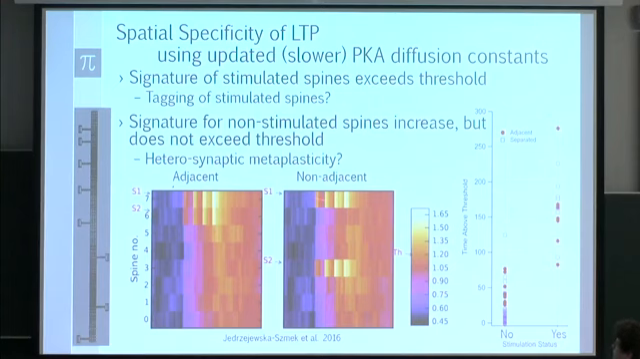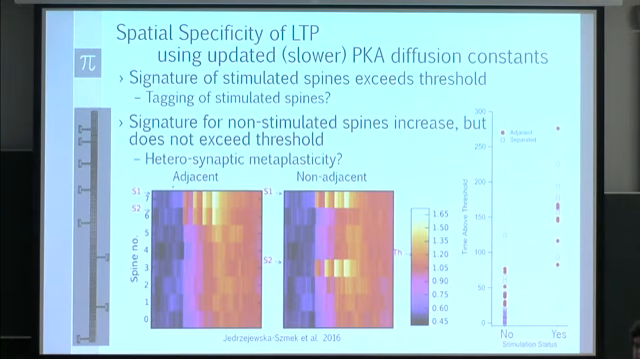And so what's nice is that we're seeing a spatial specificity here, but indeed we are seeing an elevation of the signature of these other spines. And so what's really nice is that this suggests a phenomenon called tagging, whereby there's something about the stimulated spines, exceeding the threshold, which puts them in a state that they can capture synthesized proteins that may be transported down the dendrite. But what's been observed is something called a metaplasticity, a heterosynaptic metaplasticity.